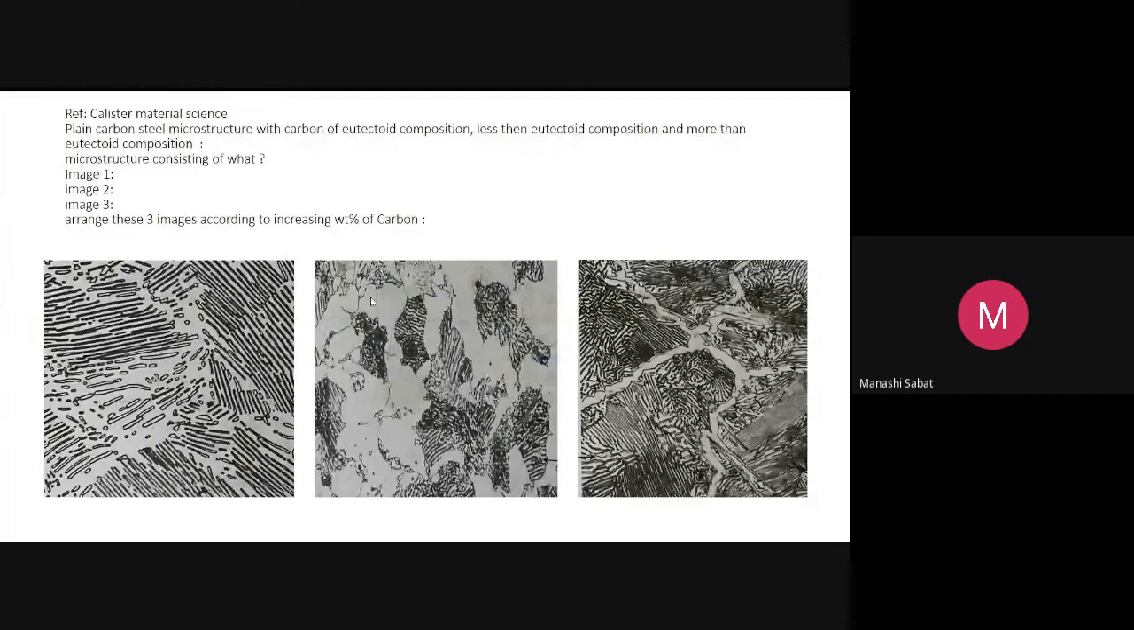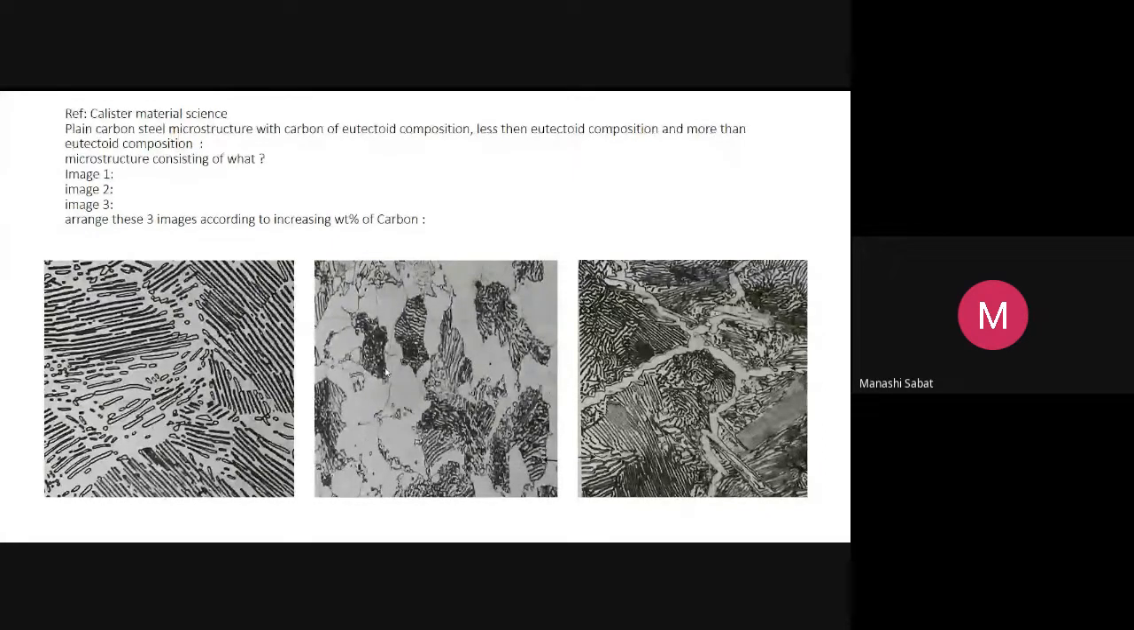But you can see here, these darker portions are what? Which phase? The entire darker portion is pearlite. How cementite? Just look at this image carefully. You can see some darker and lighter, darker and lighter portions. So this is pearlite, not cementite.